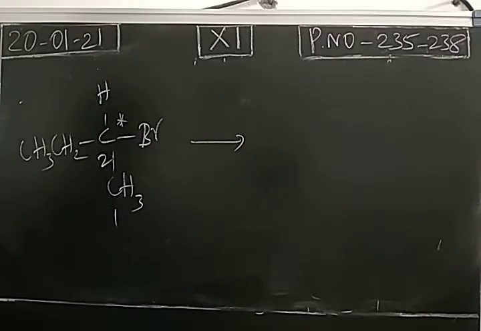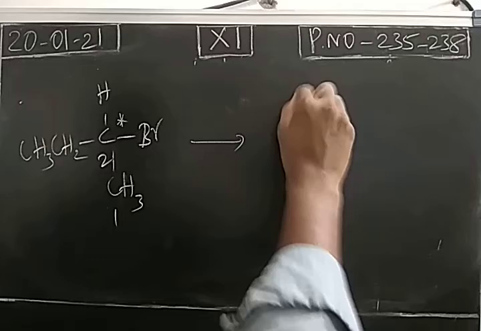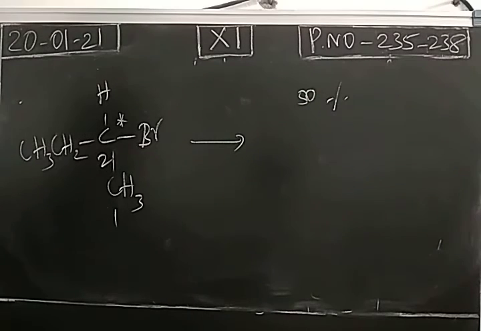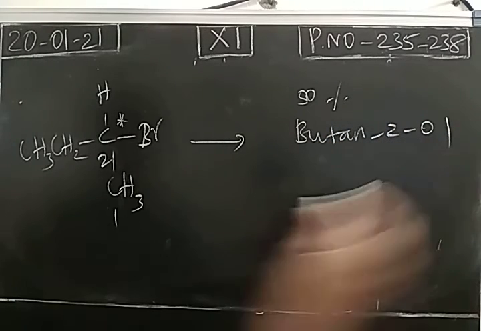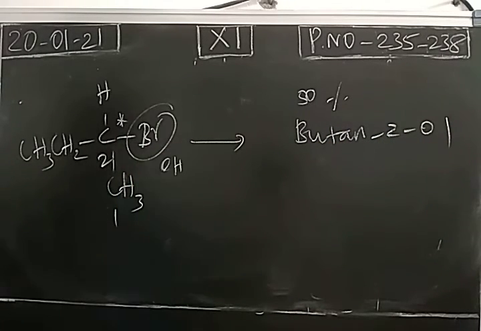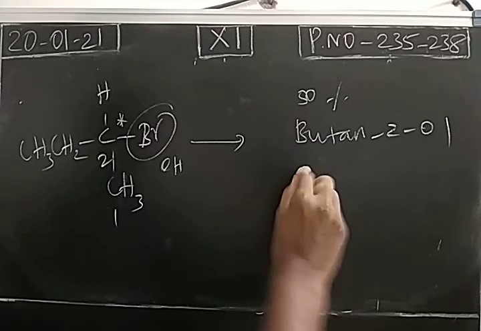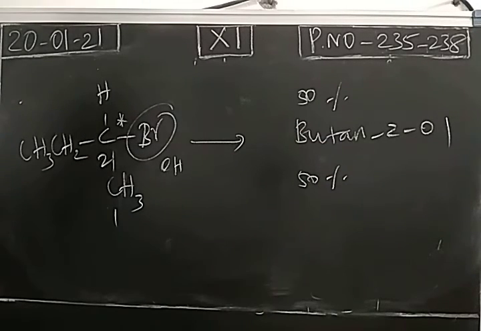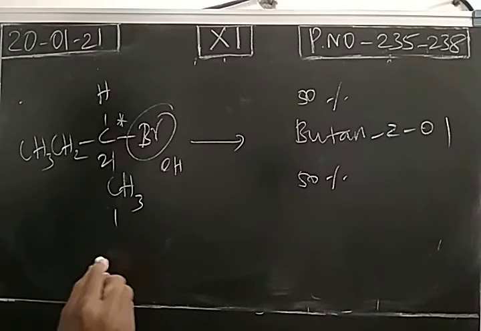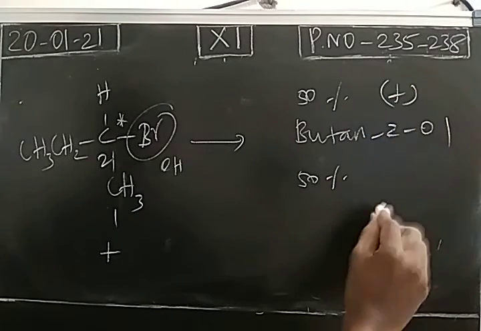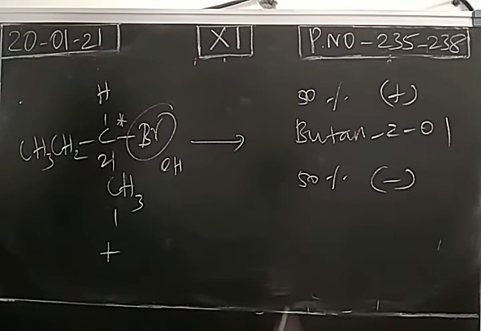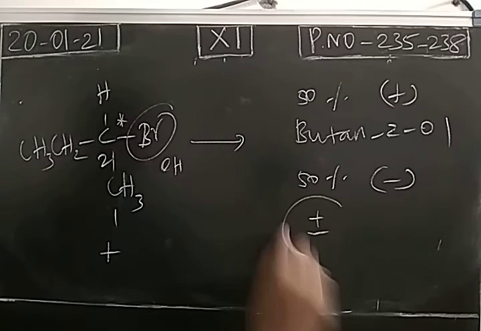So when we follow the SN1 mechanism, we will get product butane 2-ol. The bromine will be replaced by OH. Butane 2-ol will be the product: 50% retention of configuration, 50% inversion of configuration. Right. If this is the plus isomer, 50% plus isomer, 50% minus isomer will be formed. So this is called a racemic mixture.